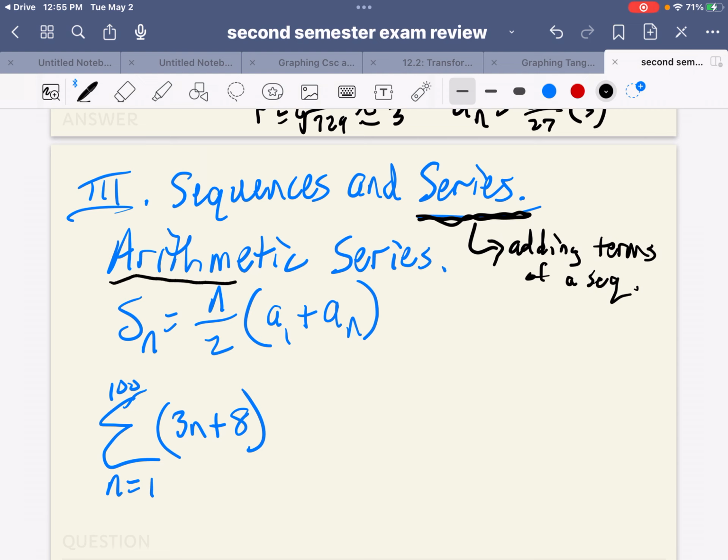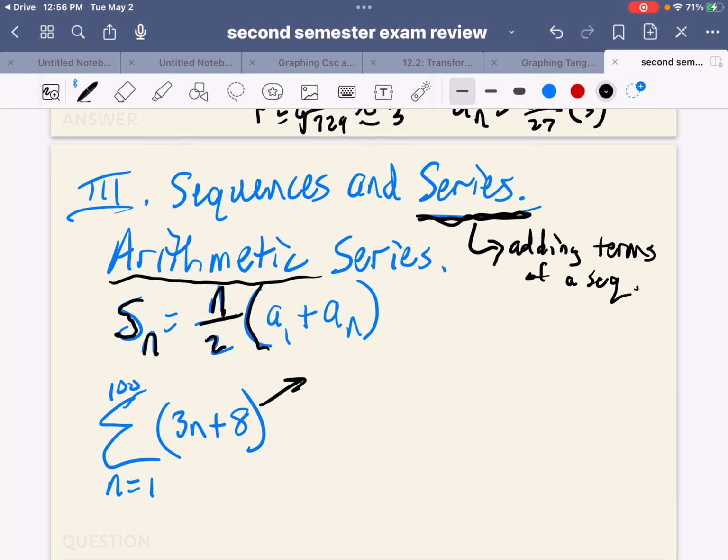If you have an arithmetic series, I taught you about that little boy Carl Gauss that says the sum, capital S, of the first n terms is equal to the number of terms divided by 2 times the first number in the sequence plus the last number in the sequence. So like for instance, if I said find the sum of the first 100 terms of the sequence 3n plus 8, could you imagine doing that by hand?